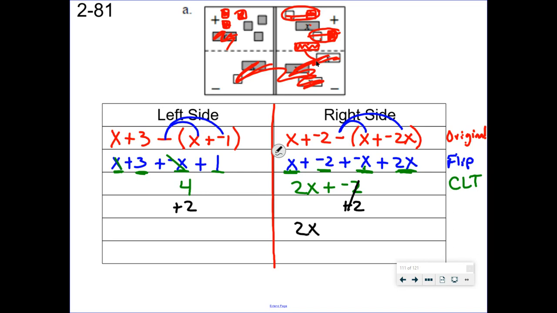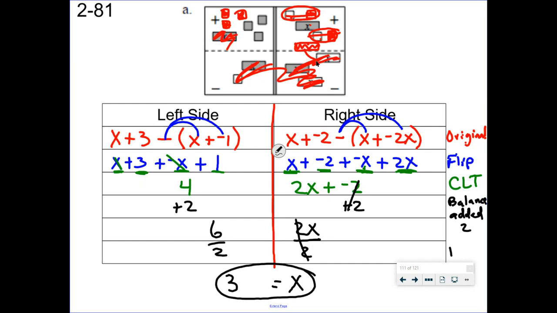I'm left with 2x, and 4 plus 2 is 6. I balanced, added 2, maintained that balance, okay? And then if 2x is equal to 6, that means if I divide both sides by 2, I get my answer, because 2 over 2 is 1, and 6 divided by 2 is 3, so x equals 3, okay? And here I just divided.